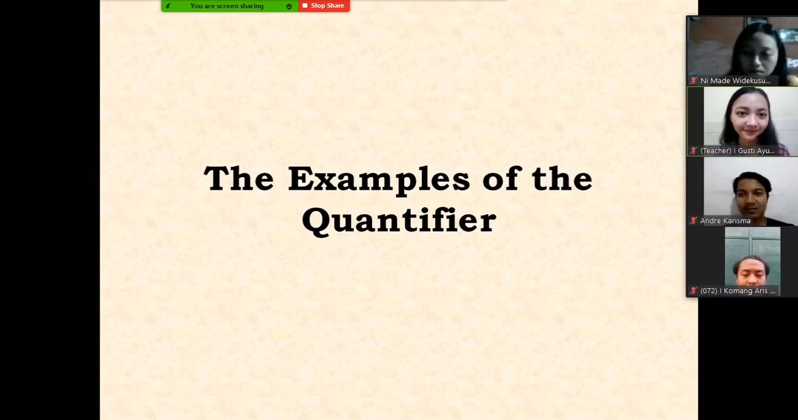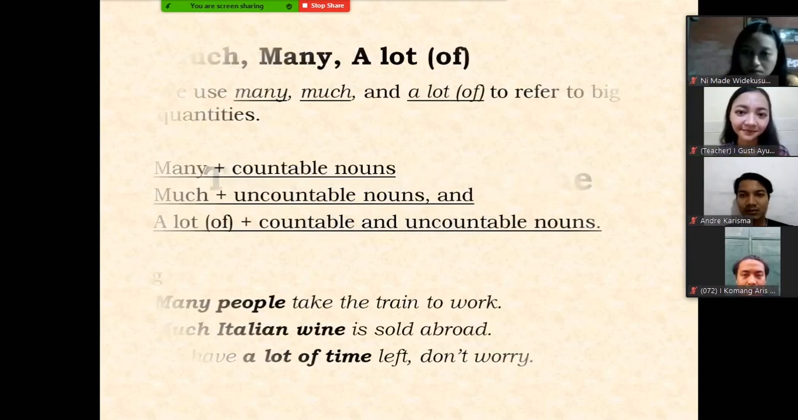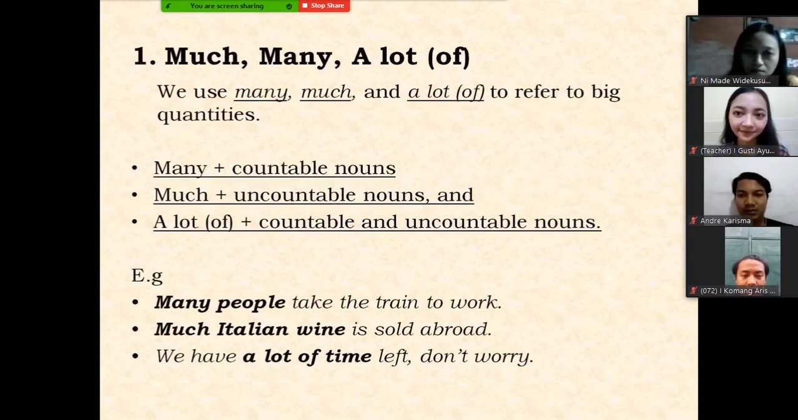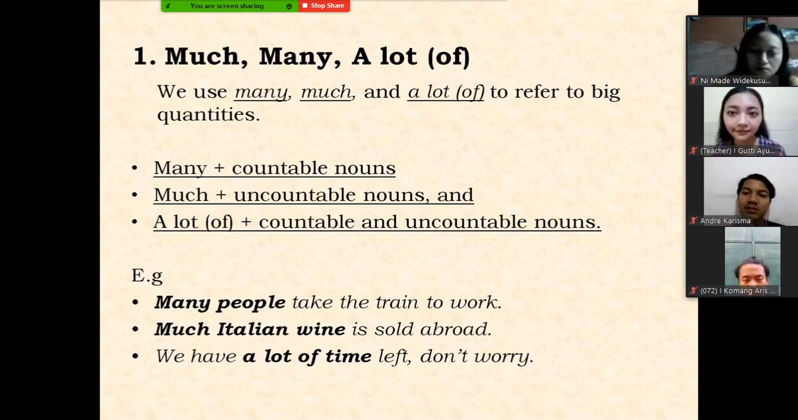Right now I will explain examples of the quantifier. The first one is much, many, a lot of. We use many, much, and a lot of to refer to big quantities. Many for countable nouns, much for uncountable nouns, and a lot of for countable and uncountable nouns. For example, many people take the train to work. I use many because people is a countable noun.